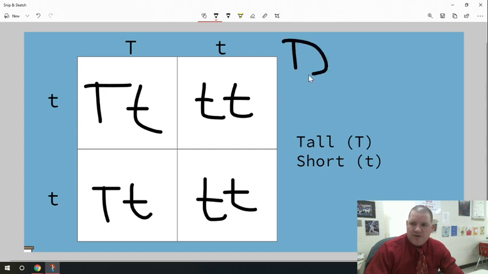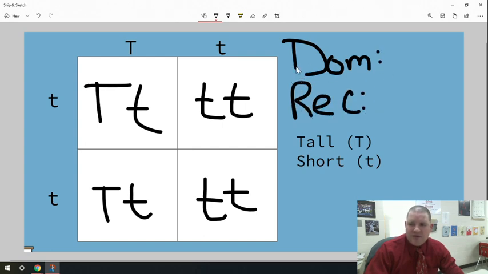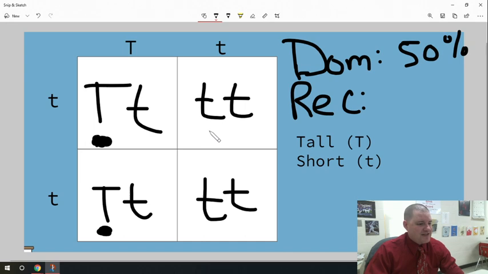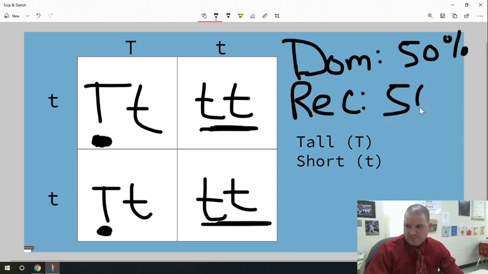And now we can figure out how many are dominant, how many are recessive with this one here. Remember, dominant is always going to have at least one capital letter in it. So here's a capital letter, and here's a capital letter. So 2 out of the 4 boxes are dominant, which would be 50%. Recessive has to have both lowercase letters in order to be recessive. 2 lowercase, 2 lowercase. Recessive would be 50%.